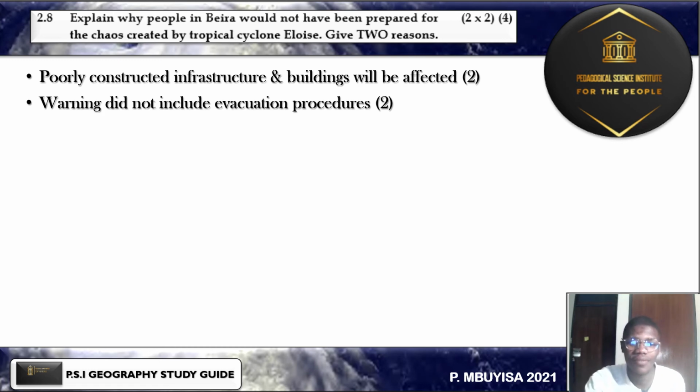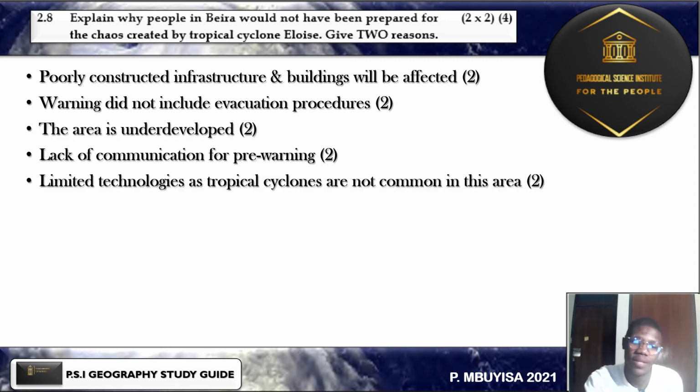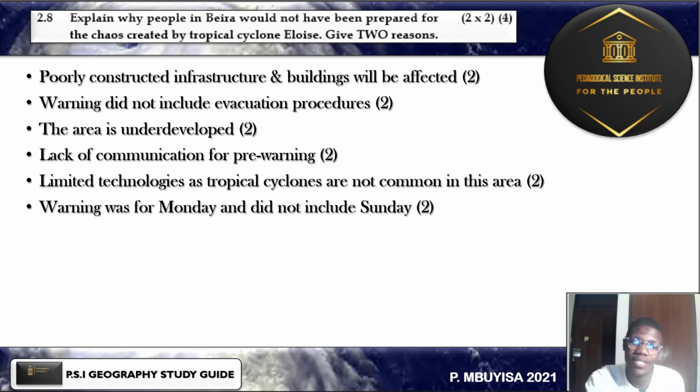And again, they have poor warning systems, and the warning that was sent didn't really include the evacuation procedures that was sent in the article. The area is underdeveloped, as we said, lack of communication for pre-warning, limited technologies. Remember, there are people that live in rural areas where there is no electricity at all, no network connection of some sort. So that means they are not going to get information on time. And the warning was for Monday and did not include Sunday. And if you look at your satellite image, it shows that on Sunday we'll have even more detrimental conditions.